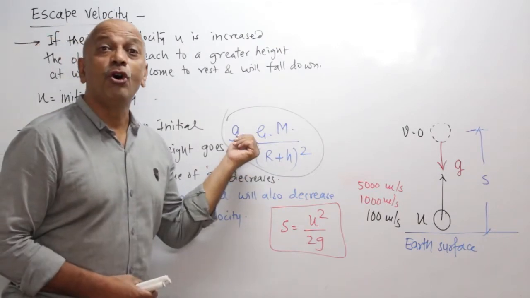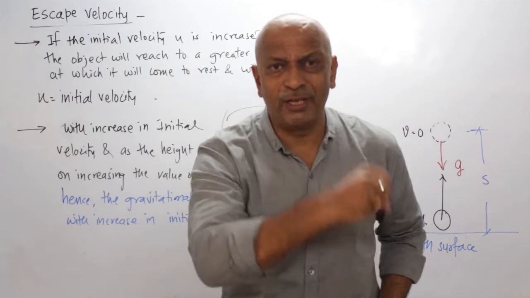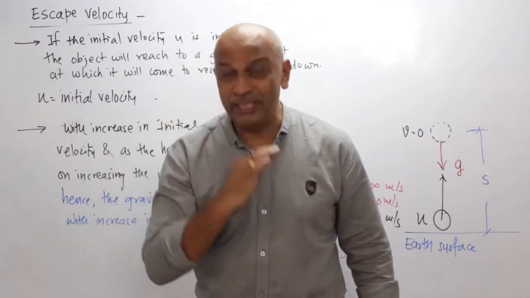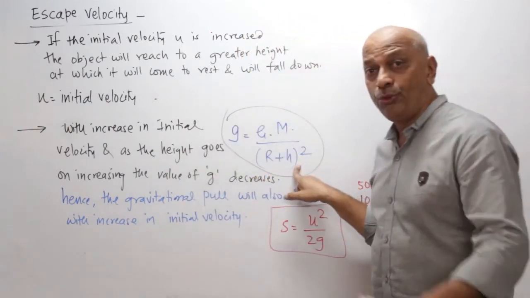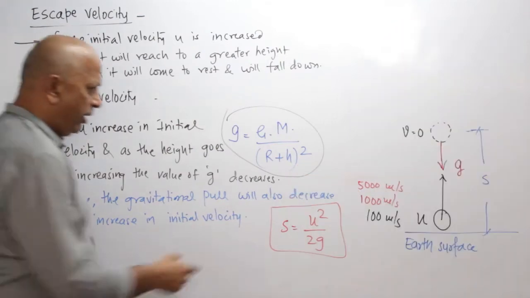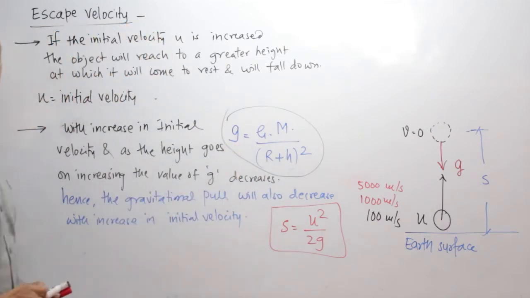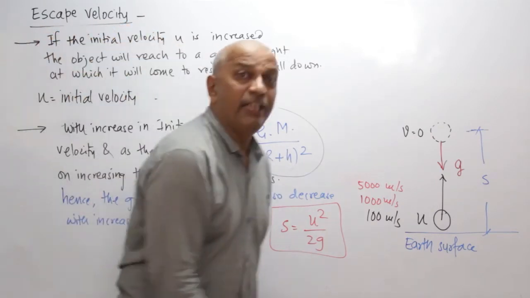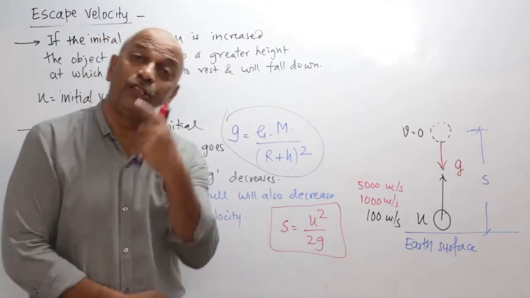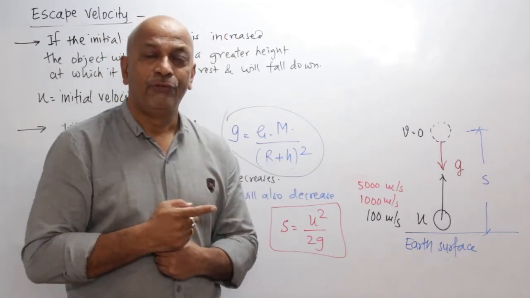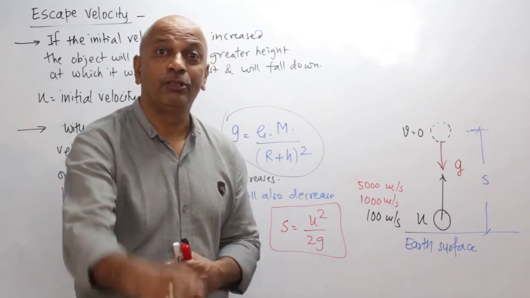Whether the g can be 0, समजा असं assume करा जर g 0 झाला. The value of g becomes 0. What does it mean? It means that it has reached to infinity. If the denominator is 0, then the g value will become 0. So suppose if you increase the u, that means initial velocity such that it goes to infinity, where the g will be 0, and the object will never come back on earth.